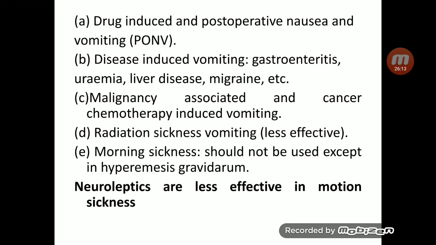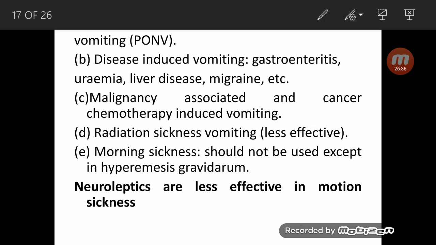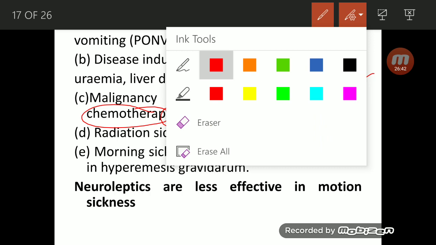So what is it used for? It can be used for drug-induced and post-operative nausea and vomiting. It can also decrease disease-induced vomiting, such as in gastroenteritis, uremia, liver disease, migraine, and malignancy. Even during cancer chemotherapy it can be used for chemotherapy-induced vomiting, but it is not generally the drug of choice.